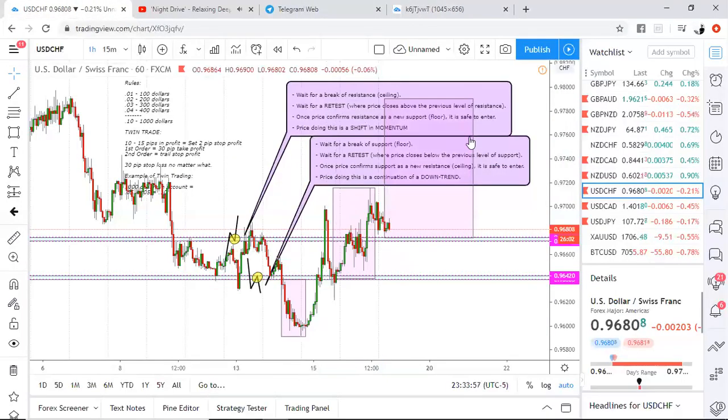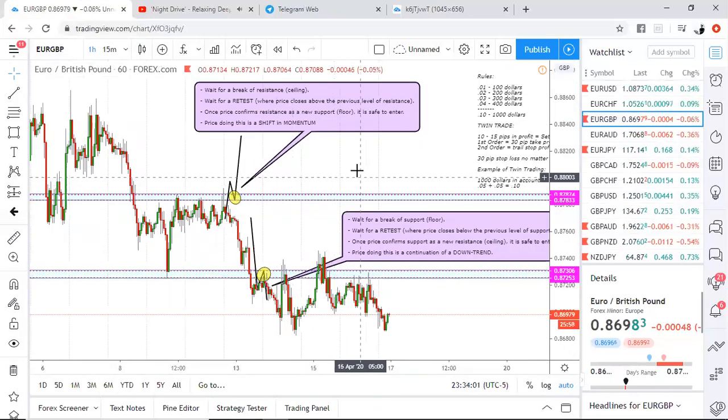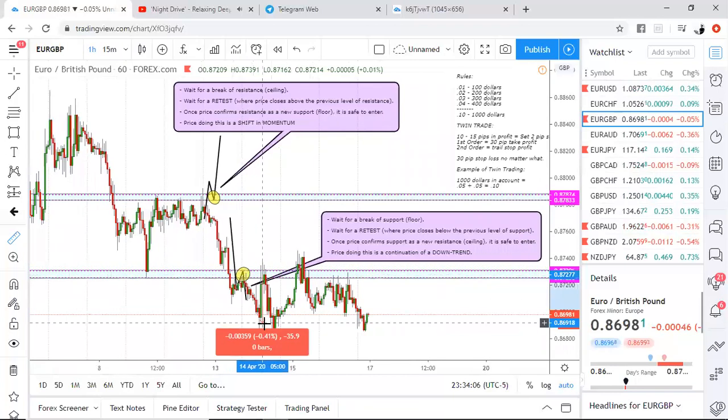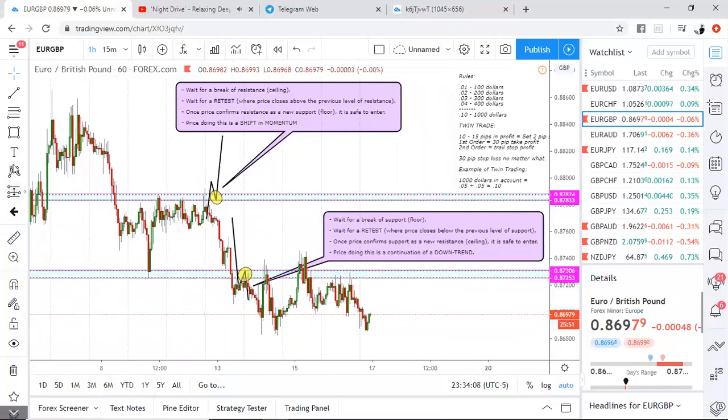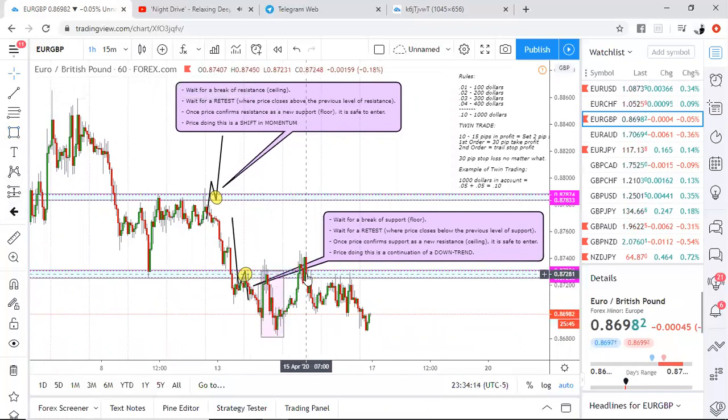Next is this one, Euro GBP. So again, multiple trades on this one. There was one here, 30 pips, and that was like our primary. It would have come back and hit your stop profit. We could have adjusted from here, and we could potentially be seeing another downside move.